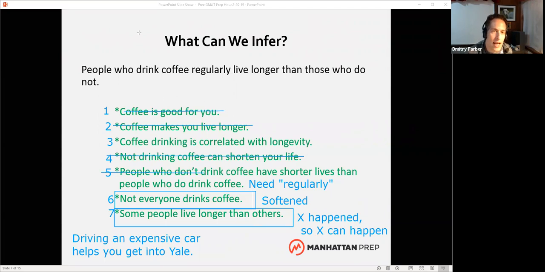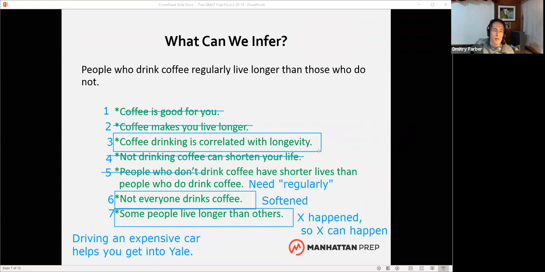We can say coffee drinking is correlated with longevity. Yes, it would need to be proper, regular coffee drinking, but we can still see there is a connection between coffee drinking and longevity of some kind, right? So correlation is okay, but we don't know that coffee drinking is causing it.